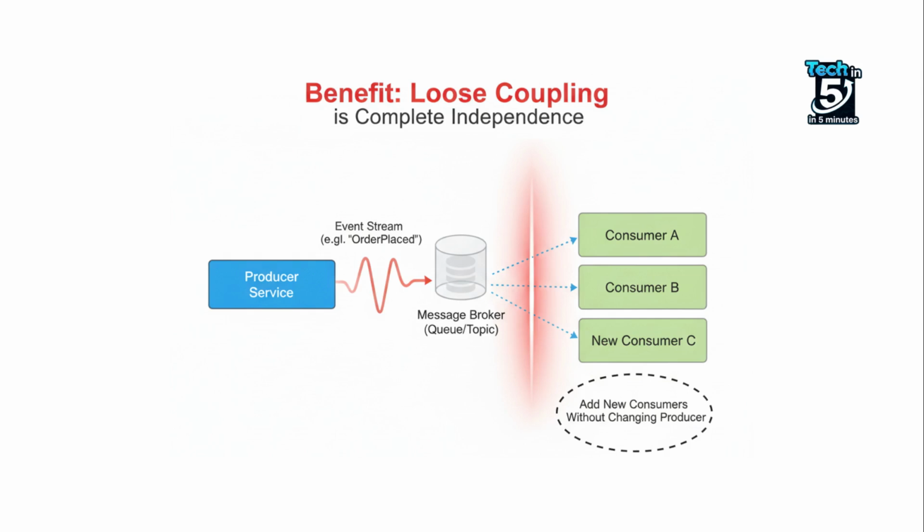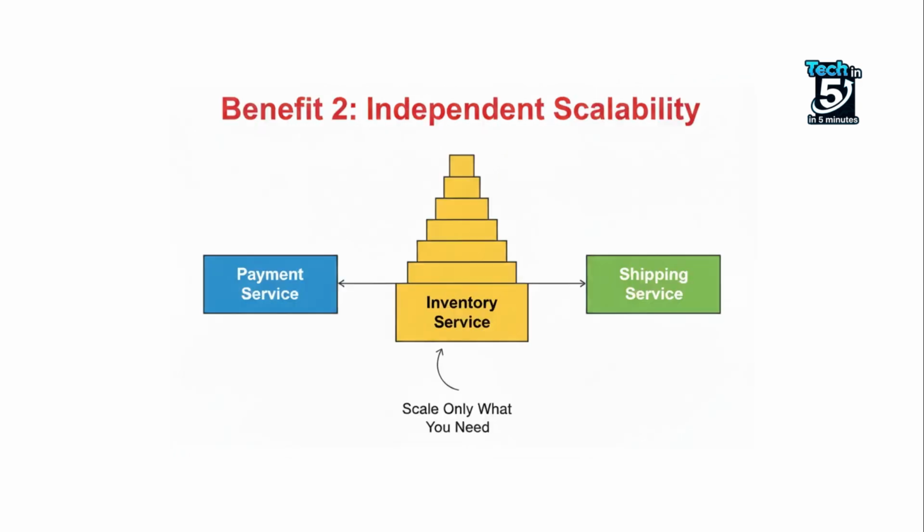This gives us the number 1 benefit, loose coupling. The producer doesn't know or care who the consumers are. You can add a new loyalty service tomorrow, and the order service code doesn't change. Benefit number 2, scalability. You can scale your busiest consumers, say the inventory service, without scaling the others.